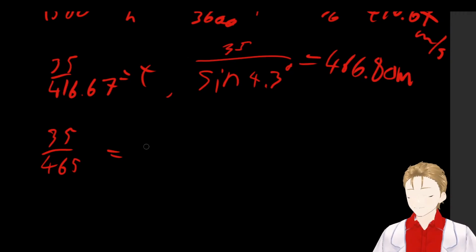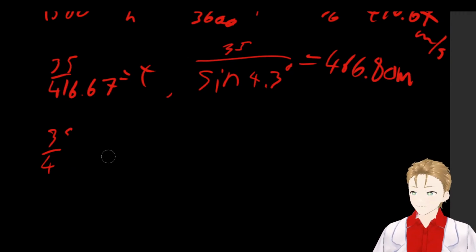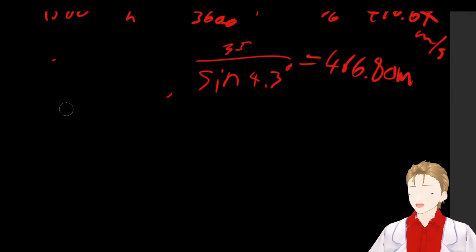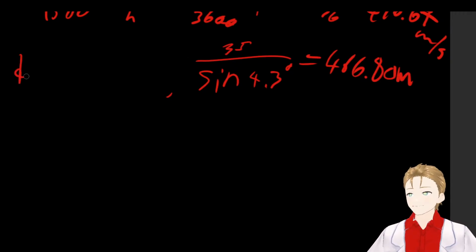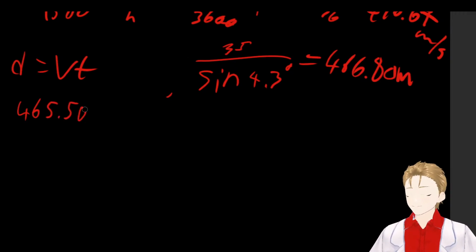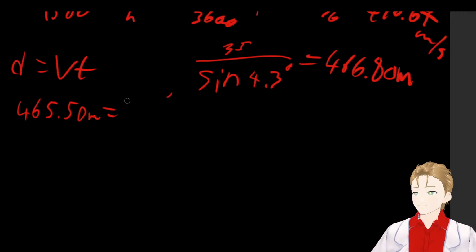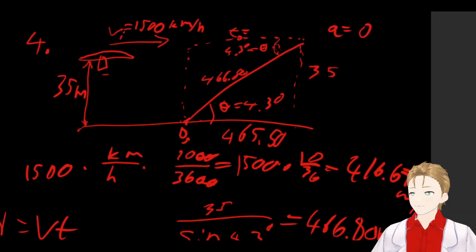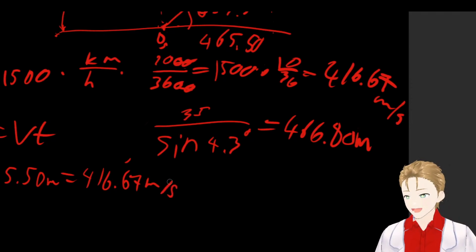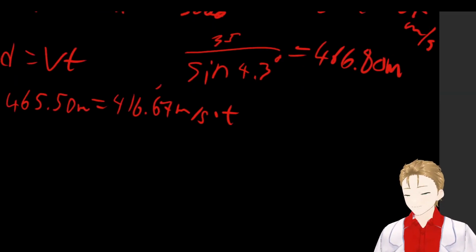Holy crap, I was right. Okay, so big brain. Because I was right, we can use d = vt. So we have 165.5 meters is equal to 116 point what? What's the speed? Oh, 6 meters per second times time.